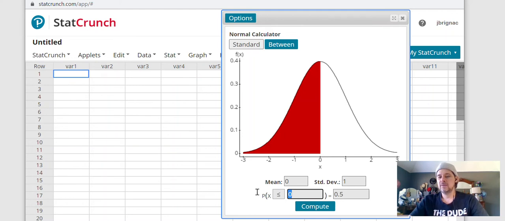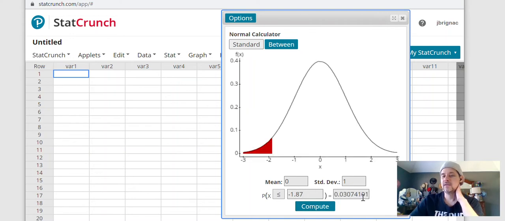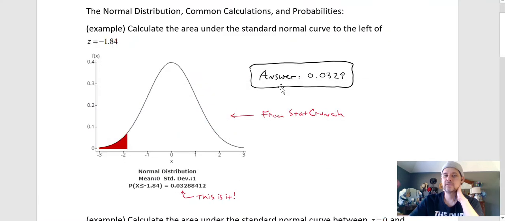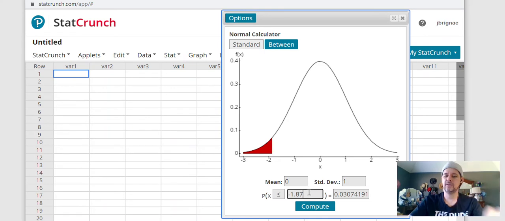So the way that's going to look when you type it in is P for probability, because on this curve, the area under the curve is the same thing as the probability associated with it, less than, and then negative 1.84. Did I remember that right? I said 1.87, I'm sorry, it's 1.84, but you get the idea. You just type in the number, 1.84. There we go. Compute: 0.03288. That's how I got that number.